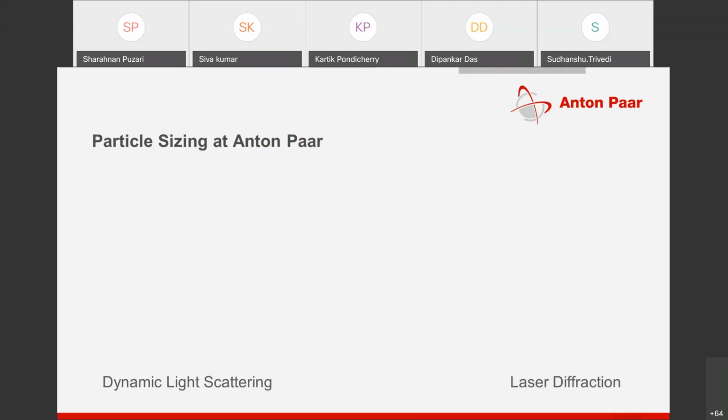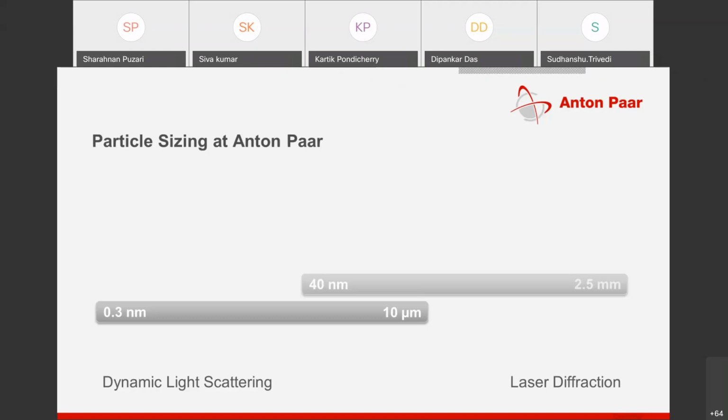Now, there are two kinds of systems available for particle characterization. One is dynamic light scattering based, another is laser diffraction. Dynamic light scattering covers the range of 0.3 nanometer to 10 micron, and laser diffraction covers the range of 40 nanometer to 2.5 mm. There is a slight overlapping range between these two systems. Both measure the particle size, but DLS is purely dedicated to nanoparticles, and laser diffraction has a range from nanoparticles up to the 2 mm range.